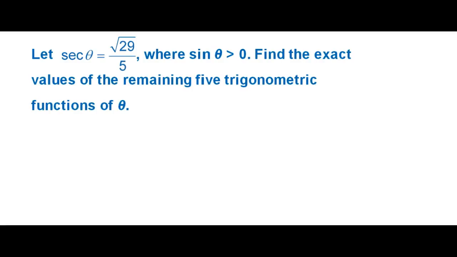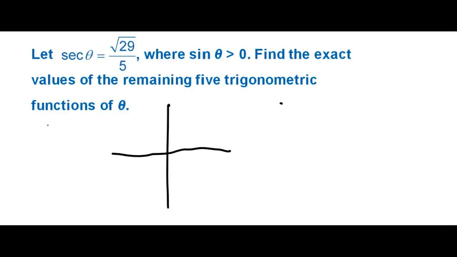Now we're going to look at an example where one trig function can be used to find the other 5. And here we're given that secant of theta equals the square root of 29 over 5. We also know that the sine of theta has to be positive, so when we draw our triangle, we'll have to keep it above the x-axis.